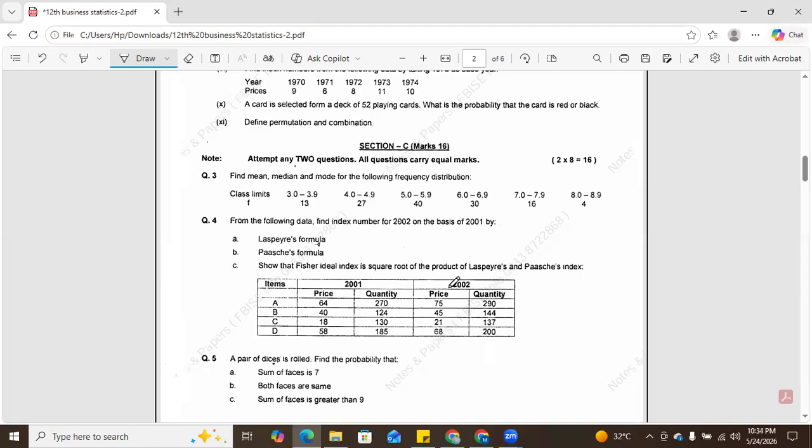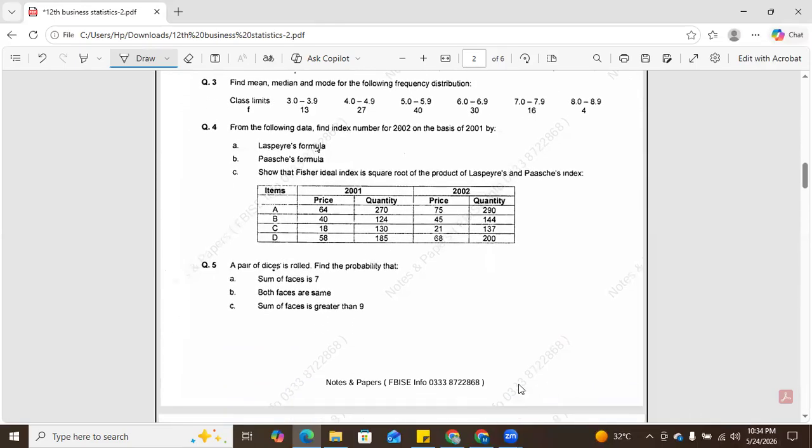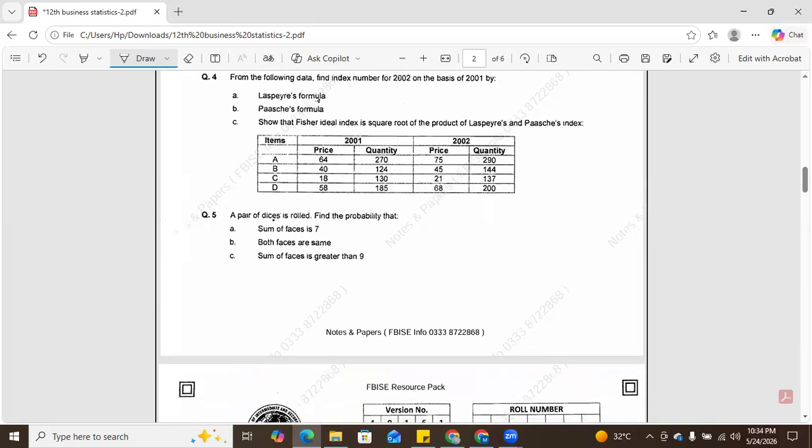You have to find out and evaluate A, B, and C. Question number 5 is, a pair of dice is rolled. Find the probability that A, sum of faces is 7. B, both faces are same. C, sum of faces is greater than 9. So these are the most important questions you have to practice.